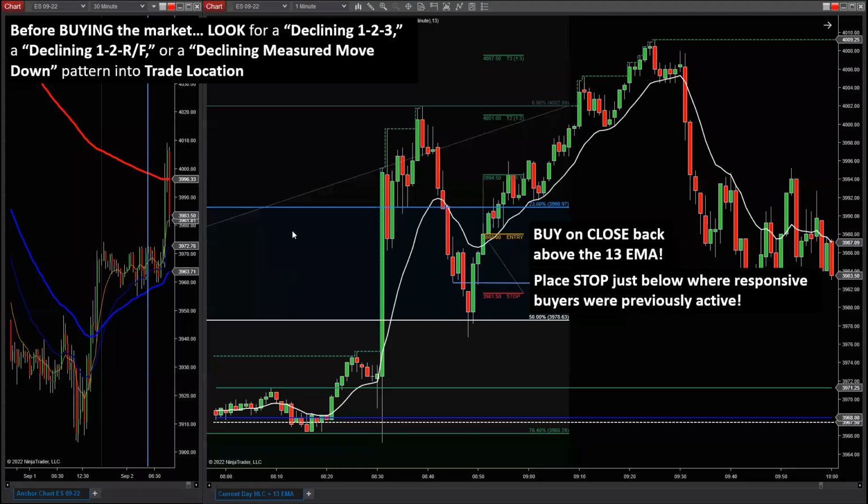So here's an example. Again, before buying the market, look for a declining 1, 2, 3 or declining 1, 2 retest and failure or declining measured move down pattern. Here's the declining 1, 2, 3. Well, first of all, what are we focusing on? The 8 is above the 21, is above the 50. So we're going to focus on longs. The market breaks out, right? This high, well, maybe it's more like this high.